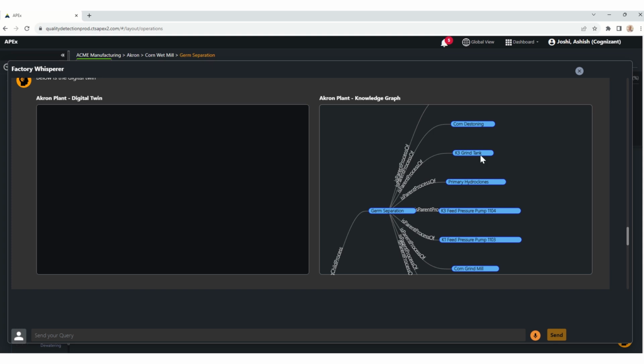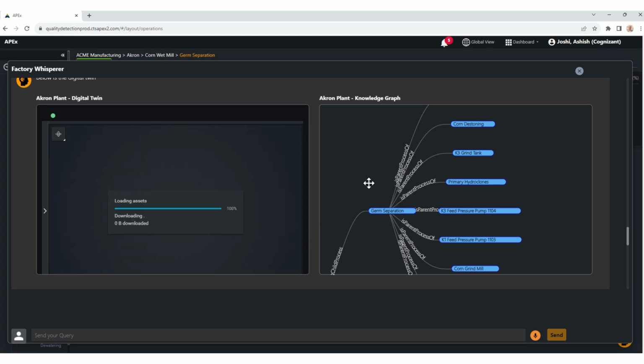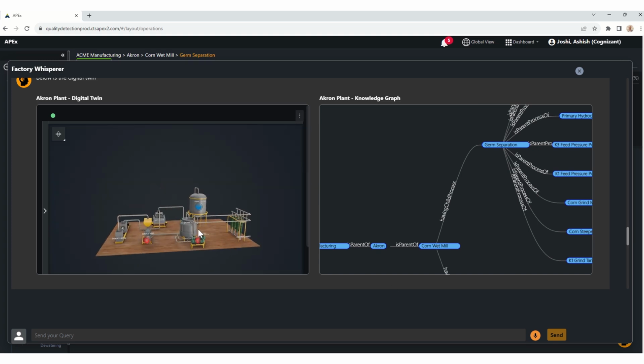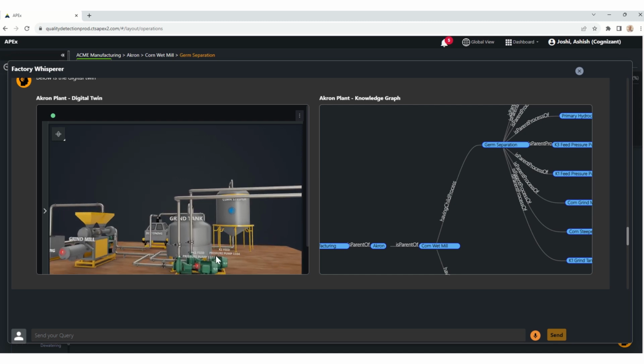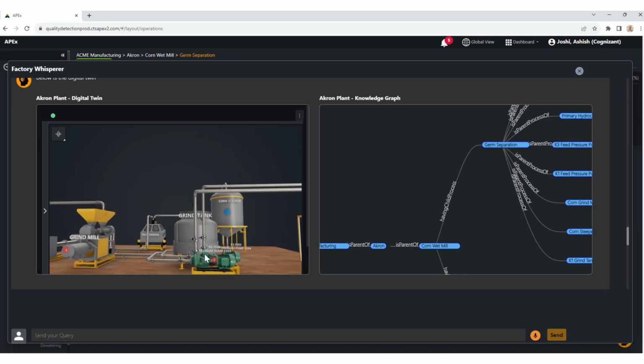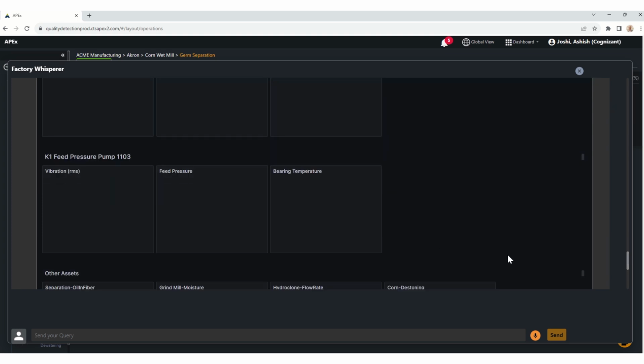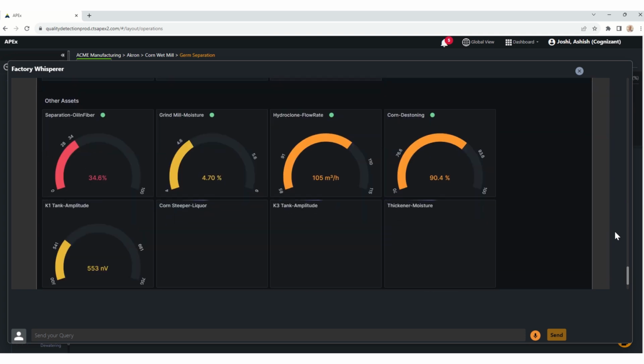For example, I can ask, what is the parent process for primary hydroclone? So it knows that primary hydroclone comes under the germ separation process. And apart from that, it also shows me the twin of that plant, and each data point. If you see over here, this is a K1 feed pressure pump, and there's a red dot over here, which is the result of the machine learning model output I showed you a couple of minutes back, which had indicated the problem in this particular pump, leading to the high oil and fiber KPIs. And then obviously all the key metrics related to the pump are also brought in as part of this dynamic dashboard creation, as a result of what I am asking.